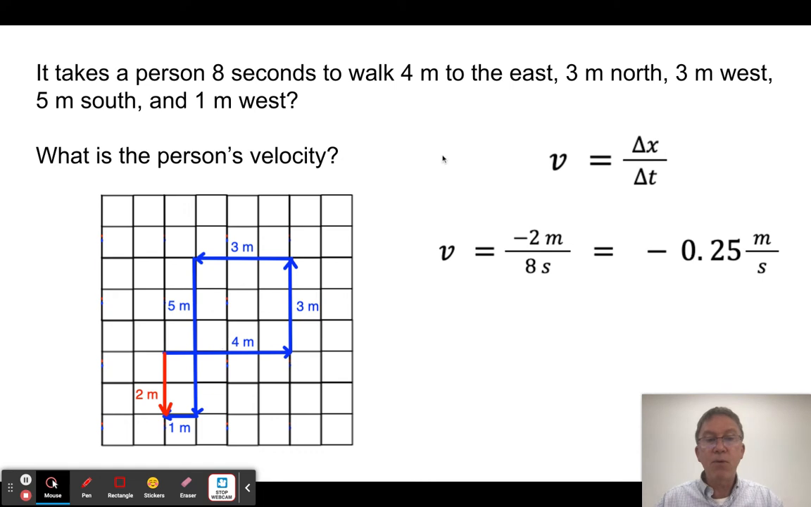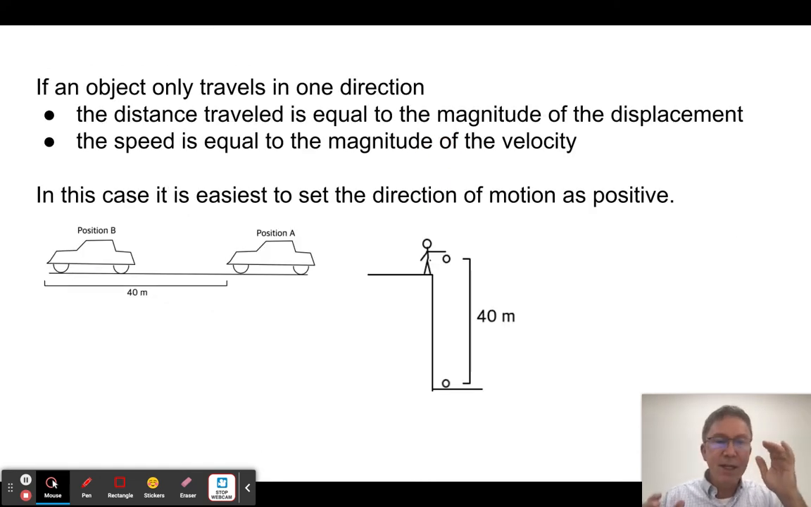Now, why do we worry about this? Well, one thing that's worth noting is sometimes the direction will matter a lot in order to solve a problem, but that usually only comes into question if there's motion in more than one direction. So generally speaking, if an object only travels in one direction, we can pretty much ignore the vector aspect of it. So we can just say, if you're traveling one direction, the magnitude of the displacement is equal to the distance you traveled. So your speed is equal to your velocity. In that case, it doesn't really matter.